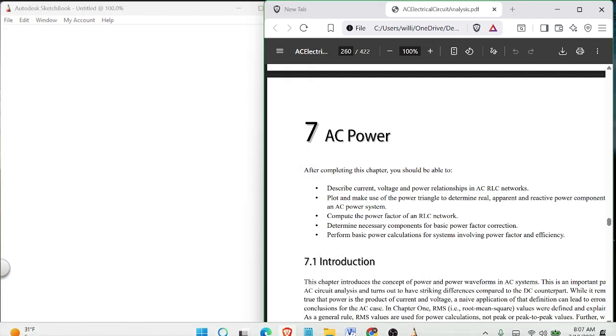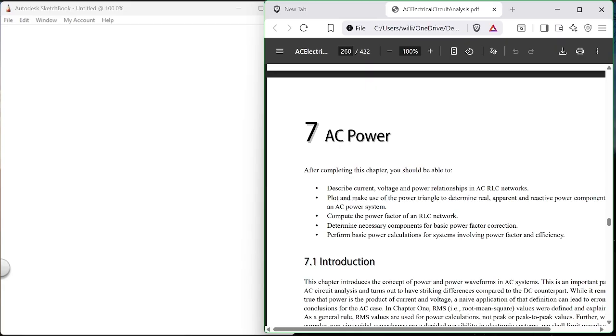And basically, that's it. You may or may not think that we've done anything worthwhile up till now, but there are some very practical reasons why we study AC circuits, and then we get into this part where we talk about power.